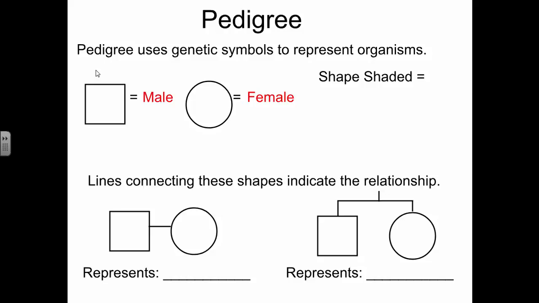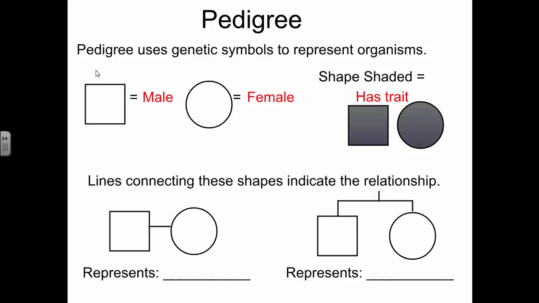When we're drawing a pedigree, we're usually tracing some characteristic, some trait, some disease, and how it's been inherited through a family. And so to indicate if a person in that family has that trait, we shade in their symbol. So if they have the trait, we shade it in. So this would be a male that has whatever trait we're looking at, and that would be a female that has that trait.